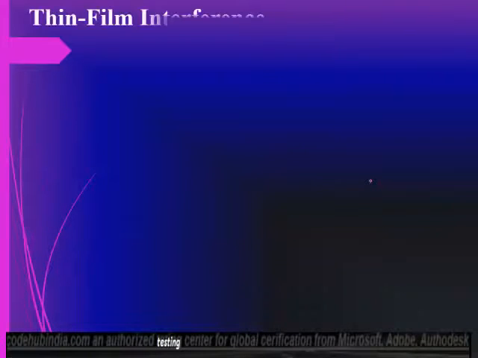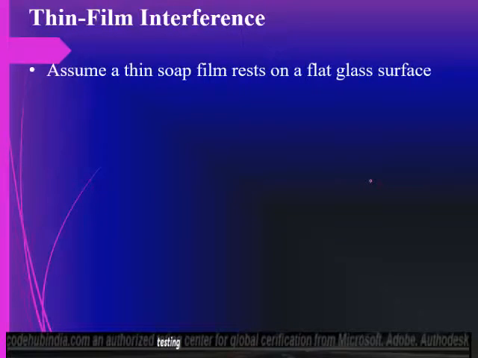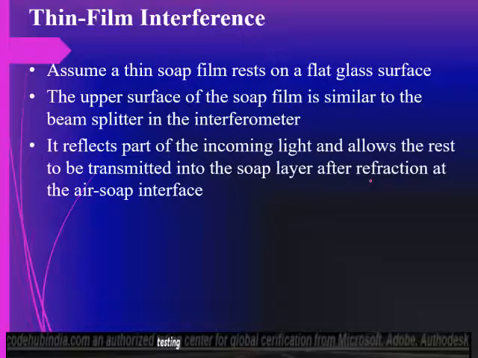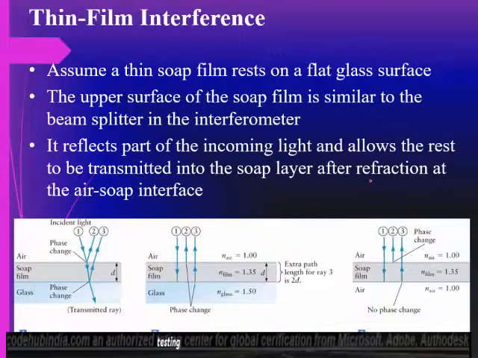Now the problem: thin film interference. Assume a thin soap film rests on float glass. The upper surface of the soap film is similar to the beam splitter in the interferometer. The upper surface acts like a splitter, so it reflects part of the incoming light and allows the rest to be transmitted into the soap layer after refraction at the air-soap interface. That is the thin soap film, the distance of the layer.